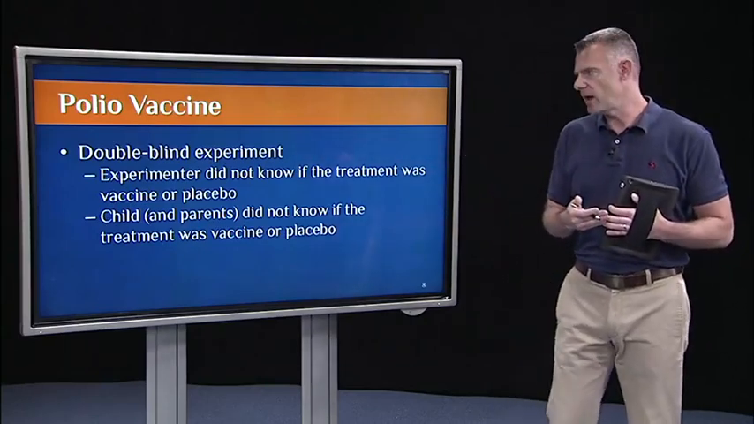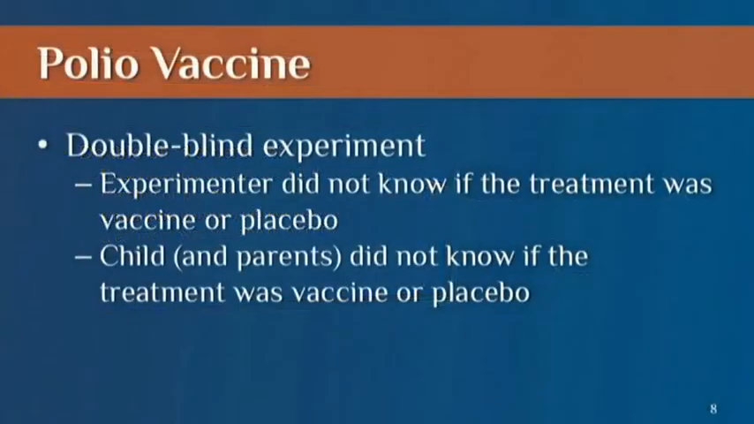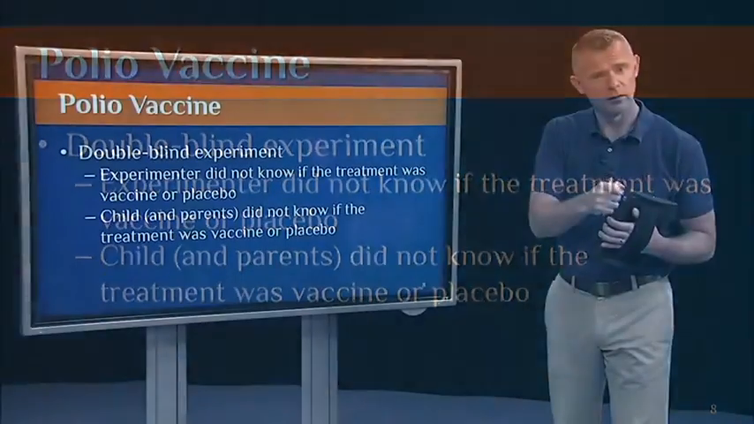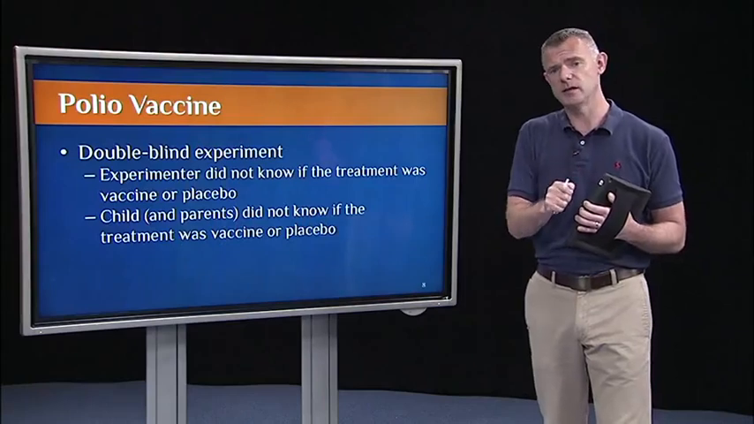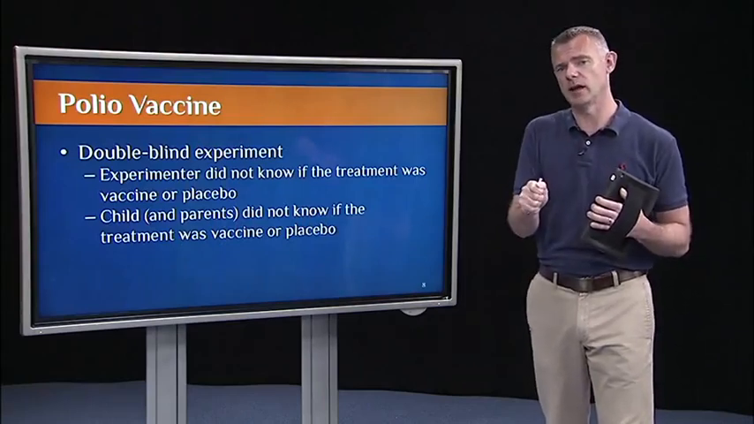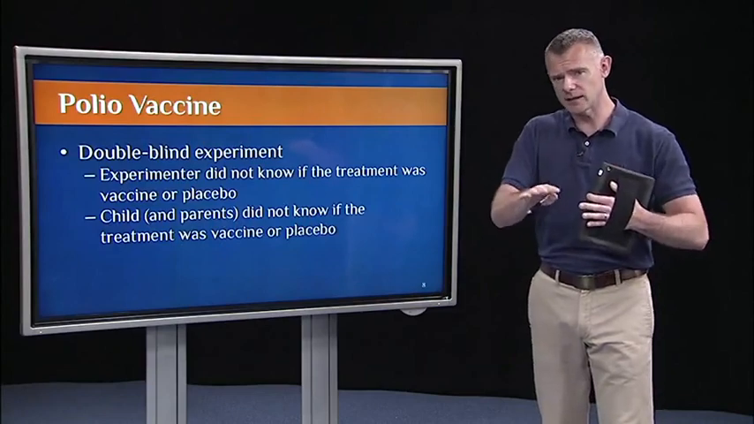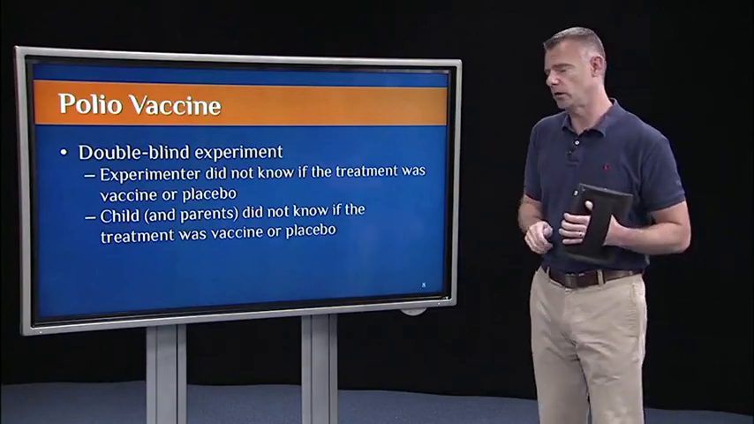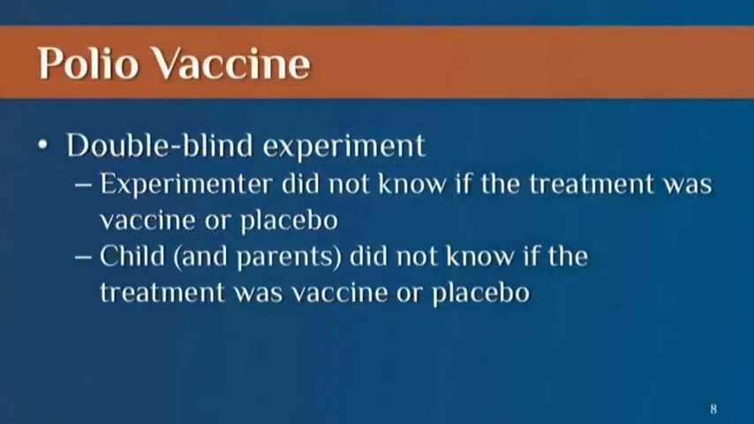What I mean by double-blind is that the experimenter didn't know if the treatment that they were giving to the child was the placebo or was the vaccine. So the person administering the actual vaccine didn't know if the child was getting the vaccine or the placebo. So no one on site at the time knew which one the child was getting, and the child and the parents didn't know if they were getting the vaccine or the placebo.